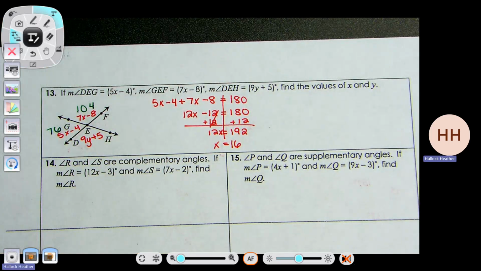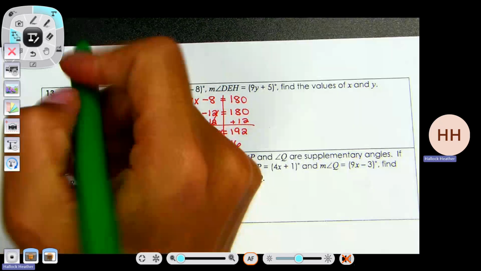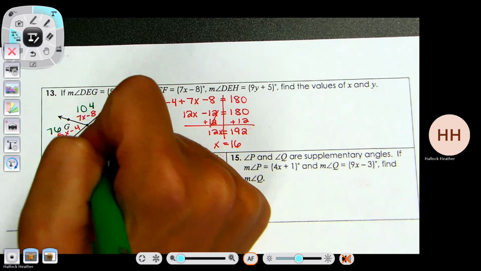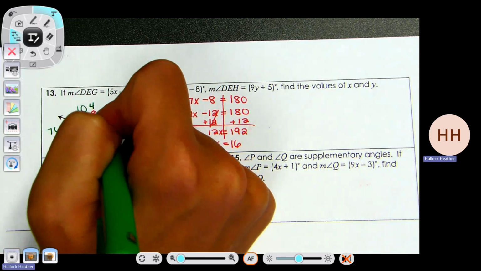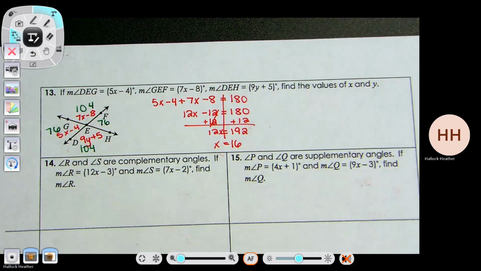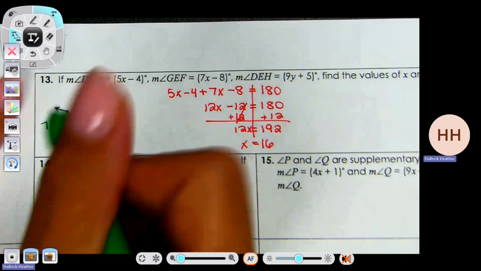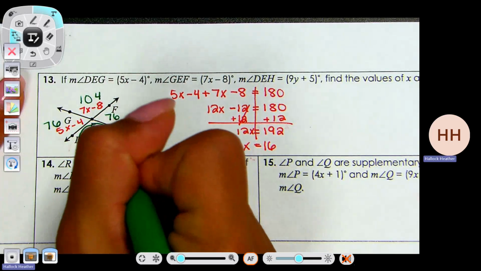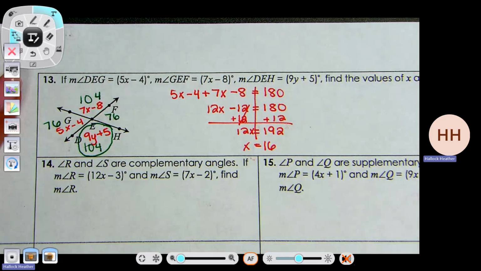Does anybody have an idea of what I could do next to find y? Where could I move a number? 76. 104 can go here. 76 can go across because they're vertical angles. So what should I do with 9y plus 5 and 104? Should I add them or should I equal them? You equal them, because that angle is equal to 104.